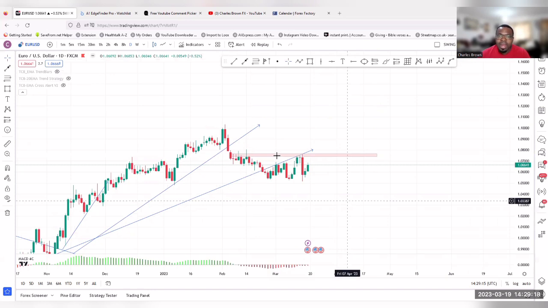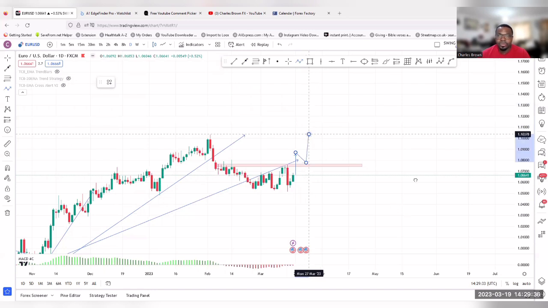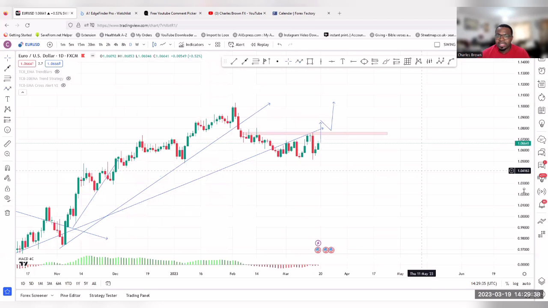We want to see price break above this key level to buy. So what you want to see is that price push up, break this level, and then probably do a pullback, and then we're looking for a buy to take out this high. Okay? This is what you want to see happen on the daily time frame.